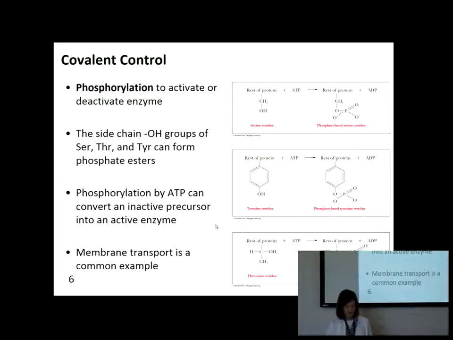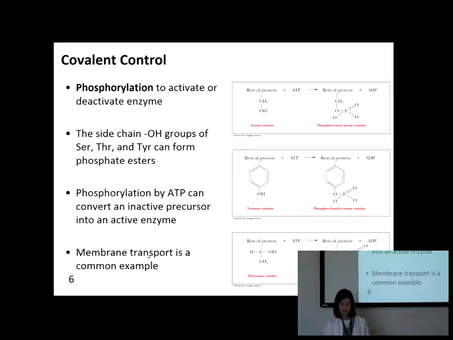Covalent modification is pretty neat. Covalent modification is where we can covalently attach a group to turn an enzyme on or off, as in phosphorylation. Here, we're showing where we phosphorylate for the attachment. We're going to use the OH group from these amino acids that can attach a phosphate. Sometimes we get the phosphate from an ATP, and that would turn an inactive precursor into an active enzyme.